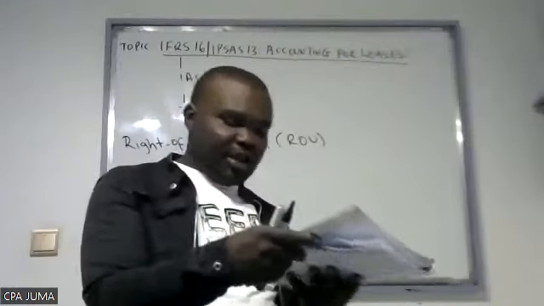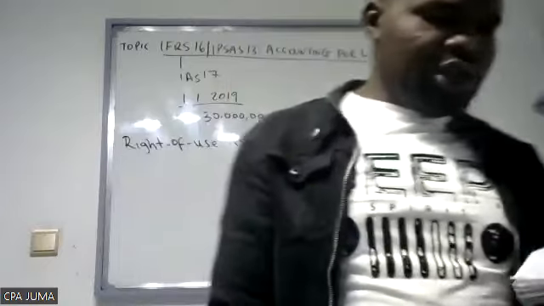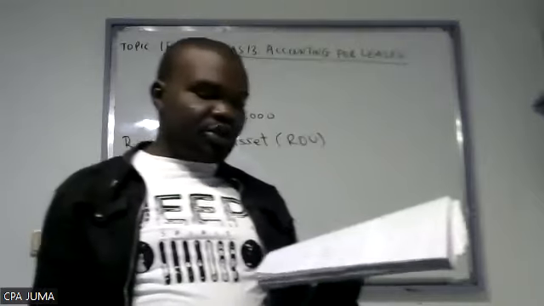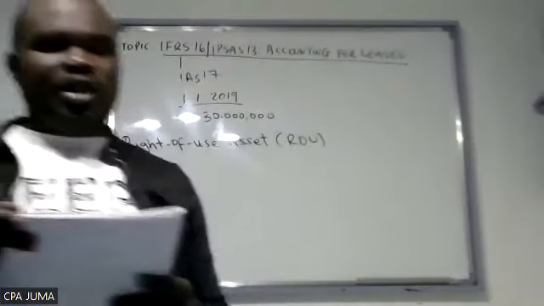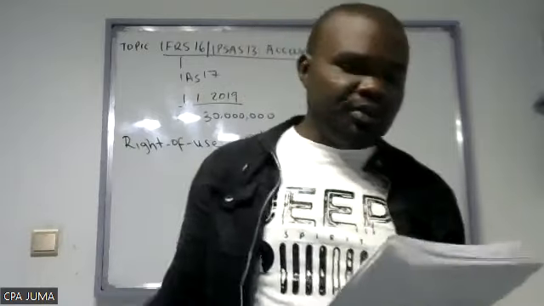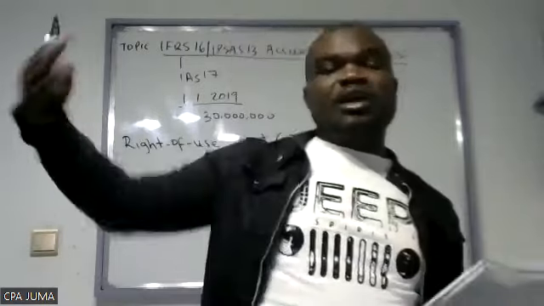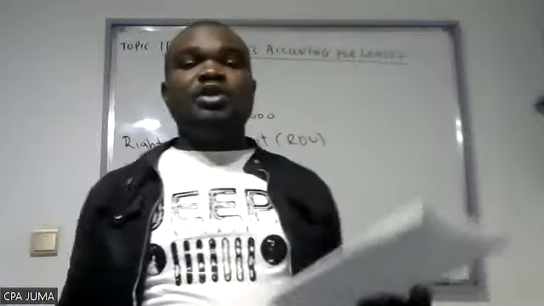Accounting for finance leases by the lessee. So how should the lessee account for the leased asset? Upon lease commencement, a lessee should recognize a right of use asset, which we have said, and an obligation in the statement of financial position. Right of use asset is considered to be the value of the leased asset less accumulated depreciation. Depreciation will come as time goes by, but at inception, you just recognize the whole amount.